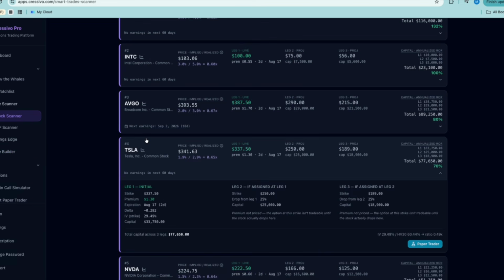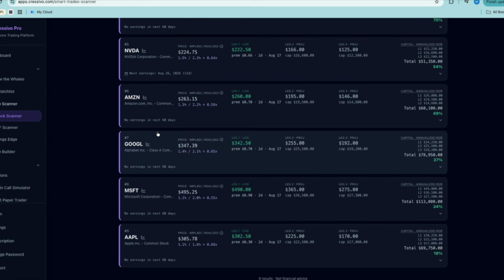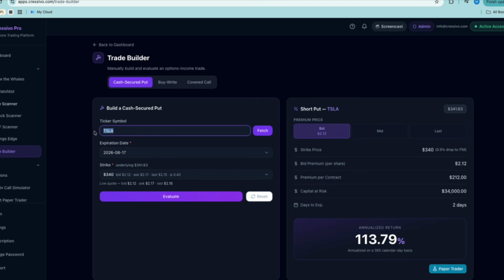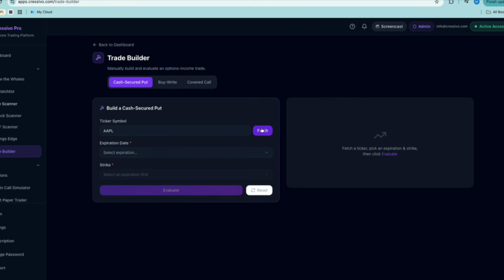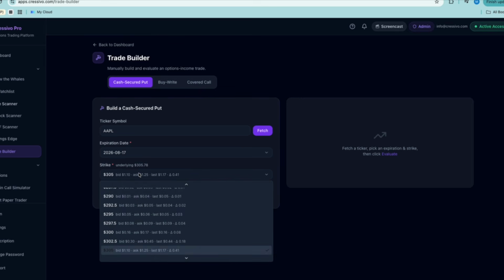Now let's go back to our list here, because there's a lot of really good stocks on this list. Another one that I really like is Apple, because Apple is like the biggest company in its class. So let's take a look at Apple here. We're going to type the ticker in here, and we're going to fetch the data. And we're going to look at a Monday expiration, and then again, we're going to look at the strike prices.